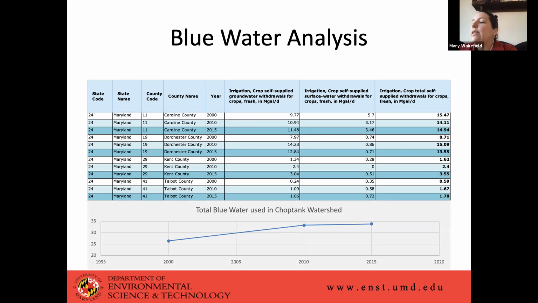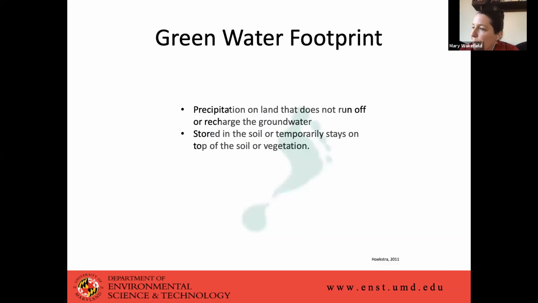So you can see that our total blue water used, our total groundwater and surface water withdrawals out on the Eastern Shore, had a pretty steady increase from 2000 to 2010. It tapered off somewhat going into 2015, but it's still increasing. And that is what we are hoping to change or affect. So putting that in our back pocket, we're going to look at green water.